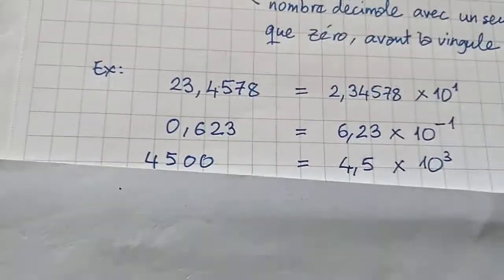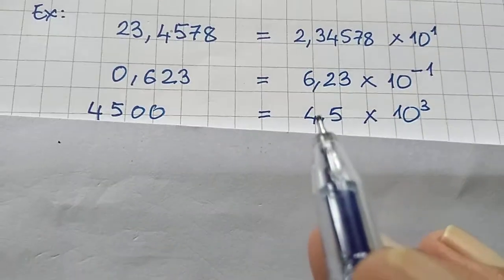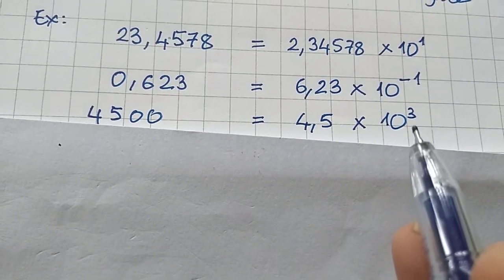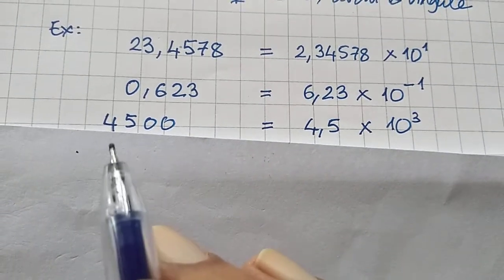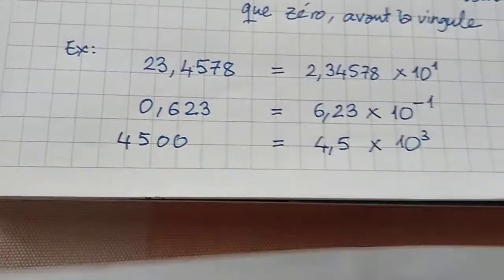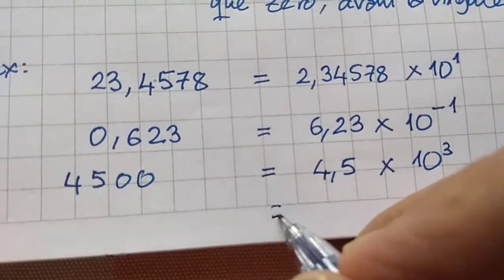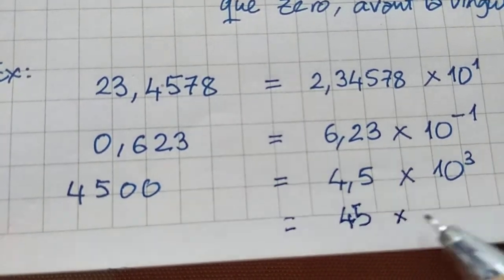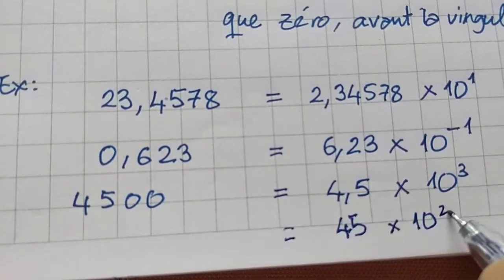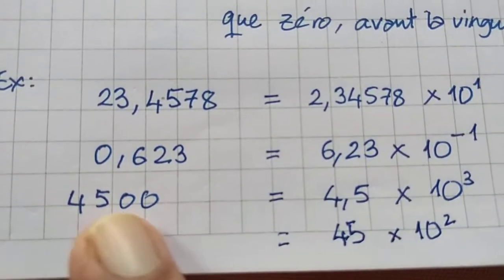Let's take another example. 4500 is equal to 4.5 into 10 to the power 3. This is the scientific notation of this. So you've already understood how to go about it. I don't need to give any other example. But if I was to write here 45 into 10 to the power 2, this is also correct. 45 into 10 to the power 2 is the same as this.